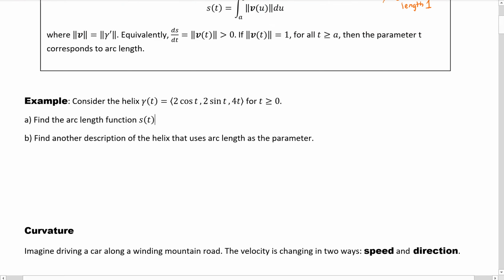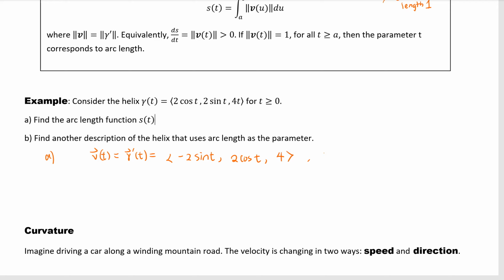First, let's find the arc length function. We need to find the velocity. Velocity is the displacement prime. The derivative of 2 cosine t is, since the derivative of cosine is minus sine, minus 2 sine t. The derivative of sine is cosine, so we have 2 cosine t. The derivative of 4t is 4.